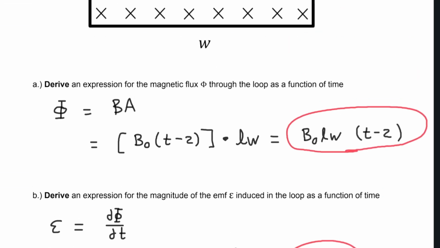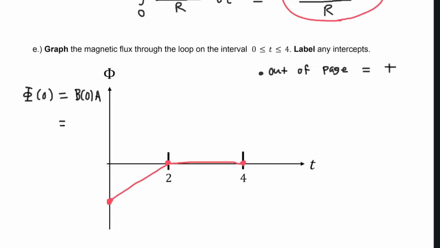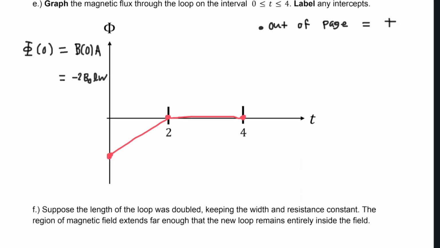And looking at our expression, we would get a negative 2 B0. So negative 2 B0 LW would be our intercept.